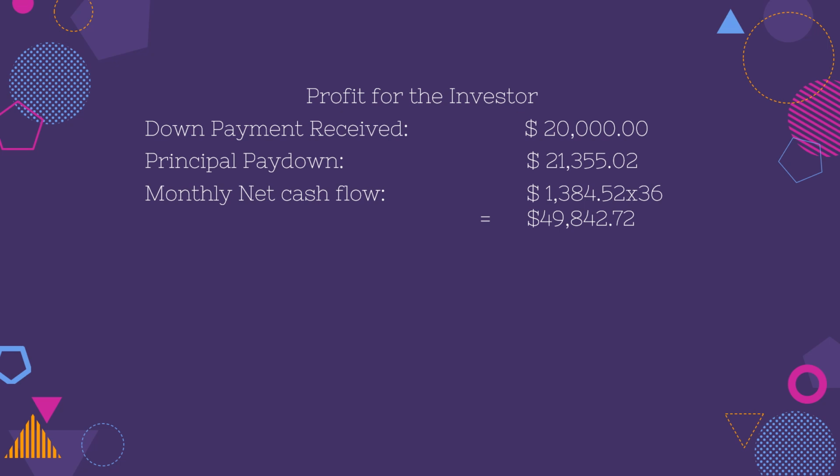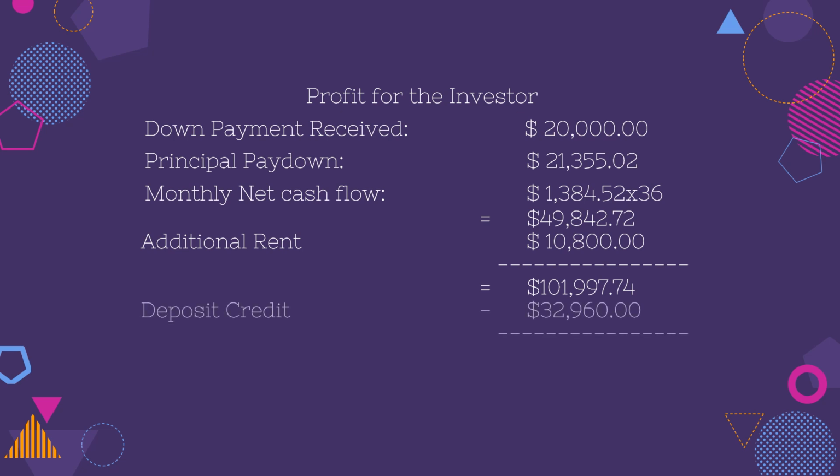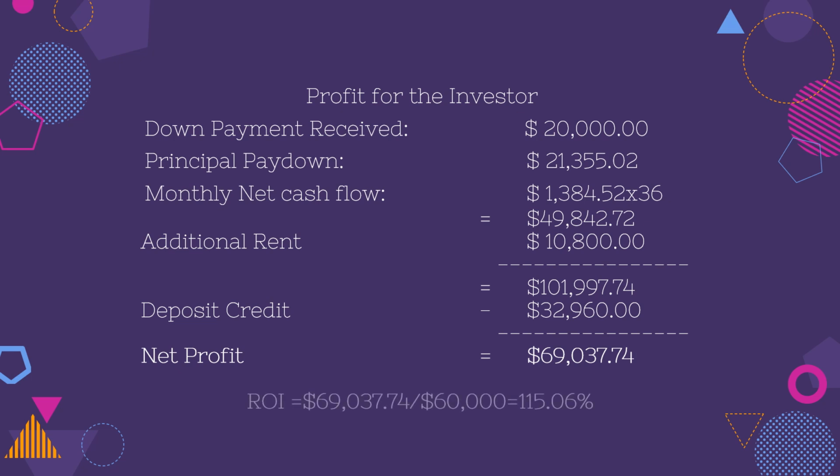And if the tenant pays an additional rent of $300, which brings an additional income of $10,800. So the total received and saved is $101,997.74. The deposit credit in this case will be $32,960, giving the investor a net profit of $69,037.74.